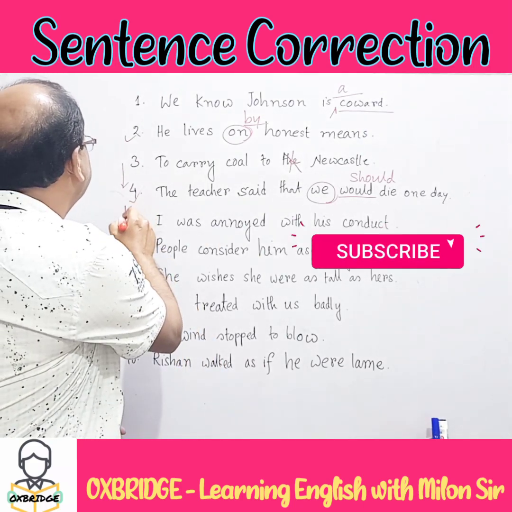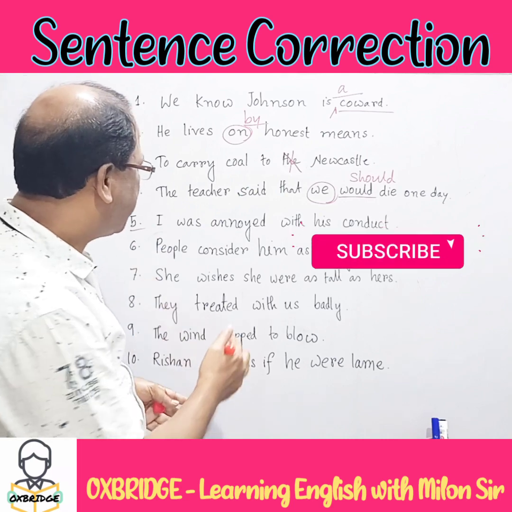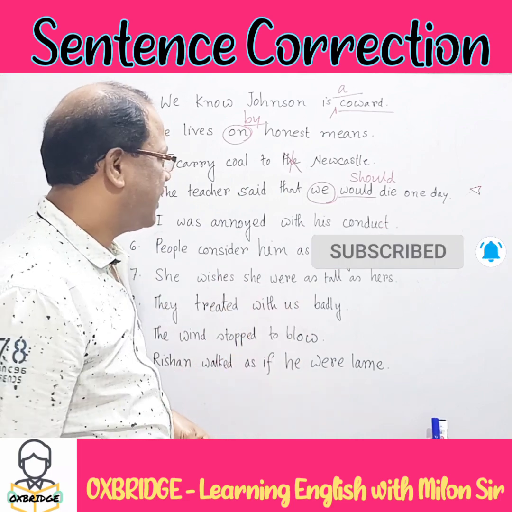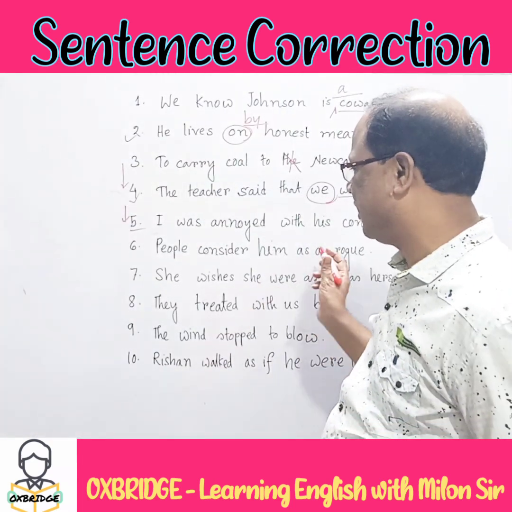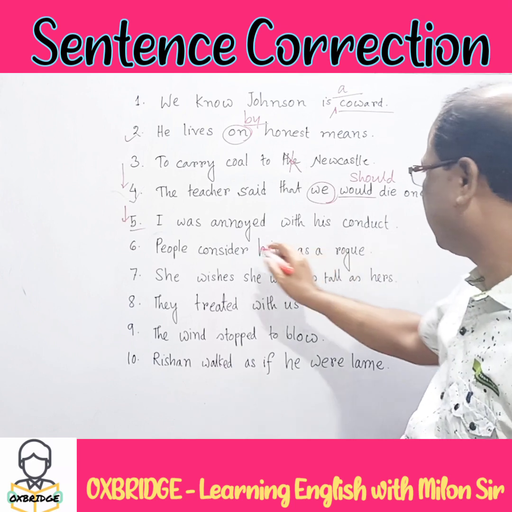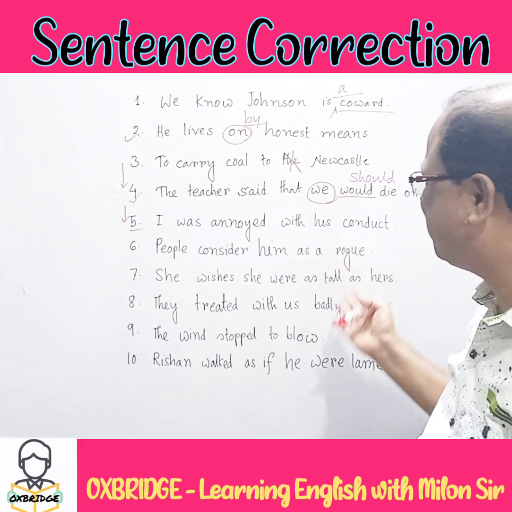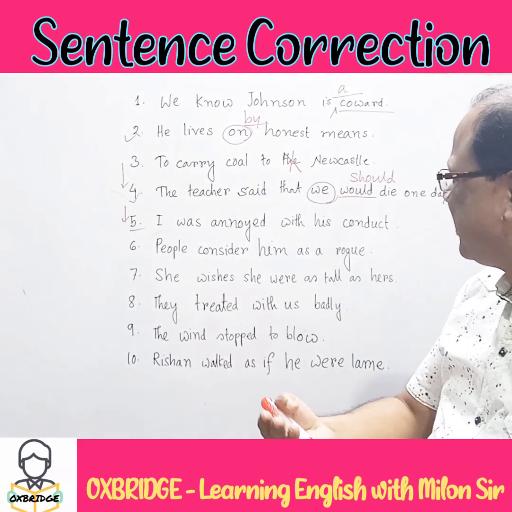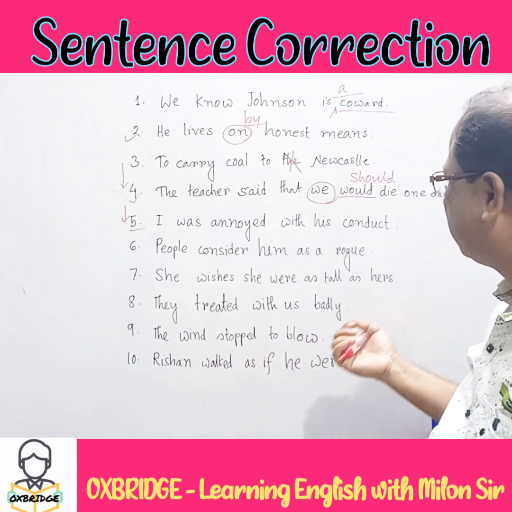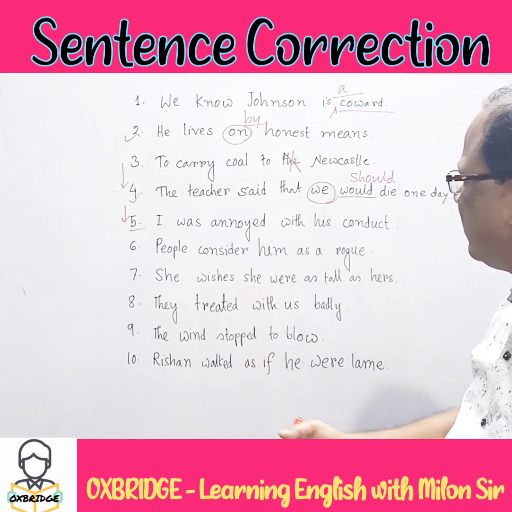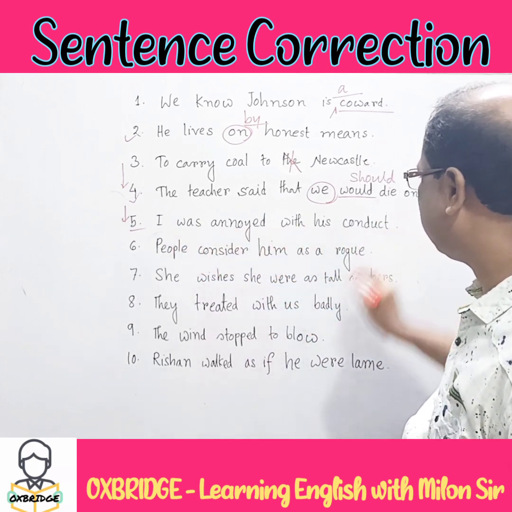Next one, we will correct. I was annoyed with his conduct. I was annoyed with his conduct. Where is the correction here? I was annoyed with his conduct. Where is the problem? We have to find out the problem. I think that you know about it. So try yourselves. I correct the sentence. I was annoyed with this conduct.